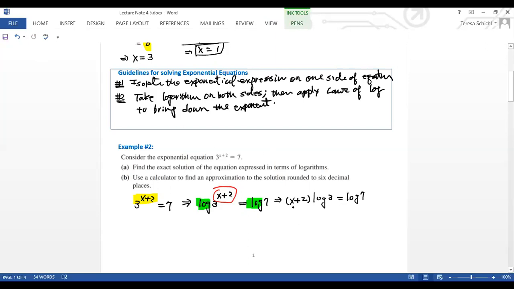Then number 3: after you do that, let's just do the algebra and solve for the variable. That means to solve for the x here. So now I need to solve for x. First thing is I can divide both sides by log 3. After you divide by log 3, x plus 2 is equal to log 7 over log 3.